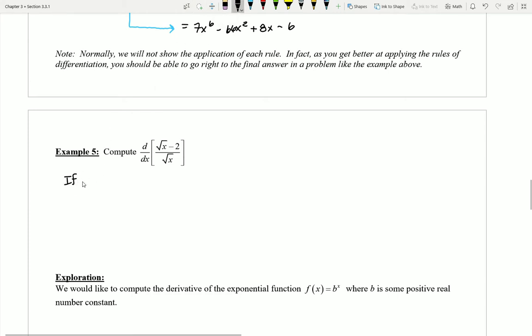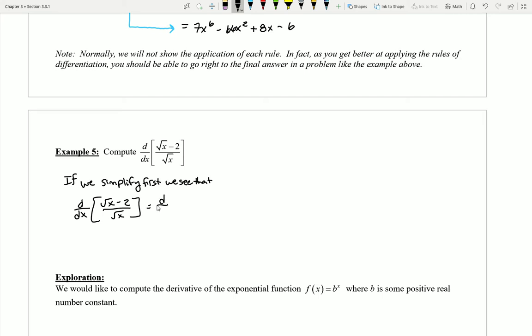Well, one thing that I might notice here is that, and let me change colors, if we simplify first, we see that the derivative here of this square root of x minus 2 over the square root of x could be rewritten by using the separation of fractions. Notice here I could rewrite this as two different fractions, square root of x over square root of x minus 2 over square root of x. I just separated my fraction, I split it apart.